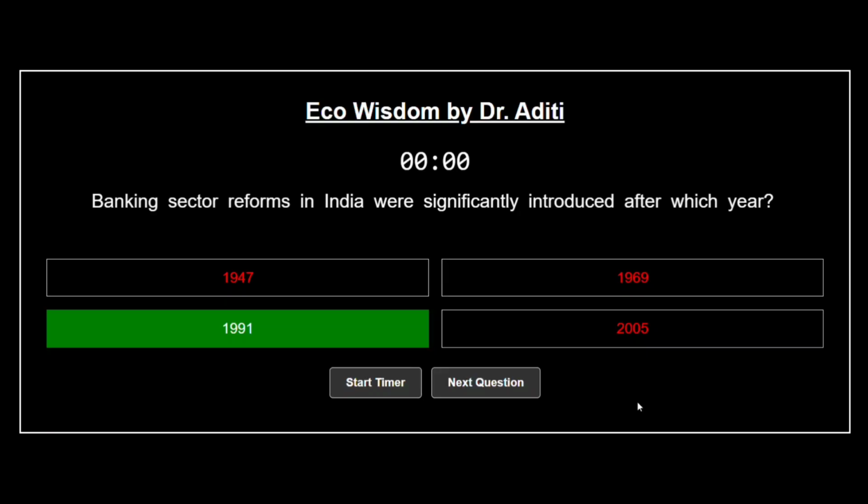India got independence in 1947. Compared to that, 2005 is very recent, and by then we had a well developed banking system. The LPG, liberalization, privatization, globalization, happened long back in 1991. So after all these years, in 2005 to introduce something as basic as banking sector reforms in India doesn't add up. So now only two options remain, 1969 and 1991. That's how you can exclude the inappropriate options. At times when you just cut these options in your mind, you can automatically reach the correct answer. Next question.